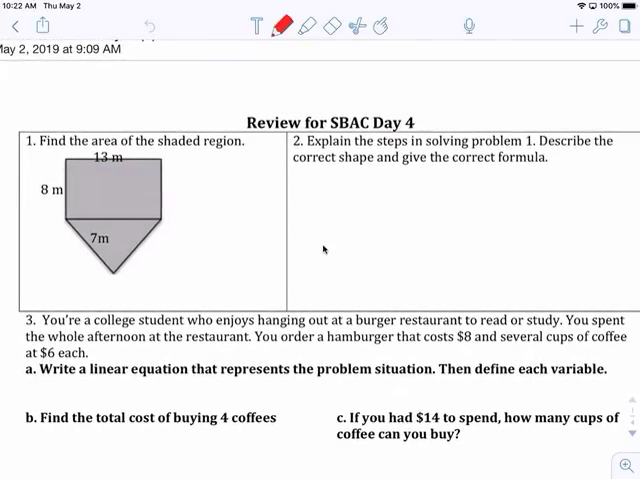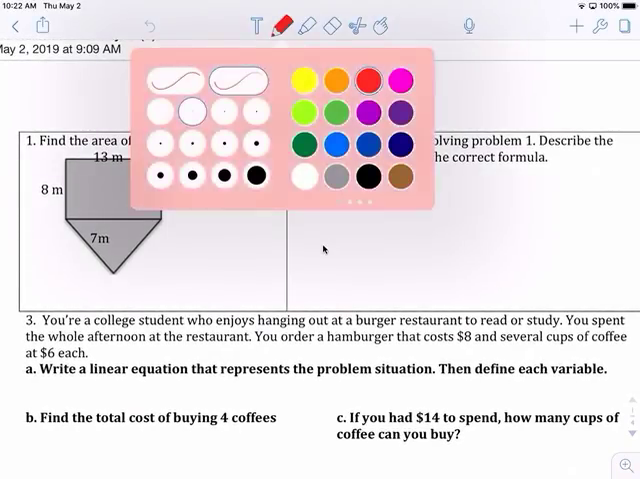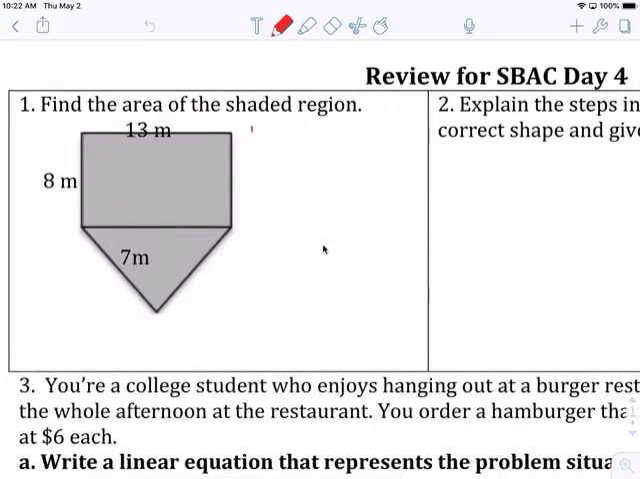Okay, first one. First shape you see here, Nicole, is a rectangle. And area of a rectangle? Base times height. So the base is 13. The height is 8. You get area of 104. Correct? Yes. In meters squared.